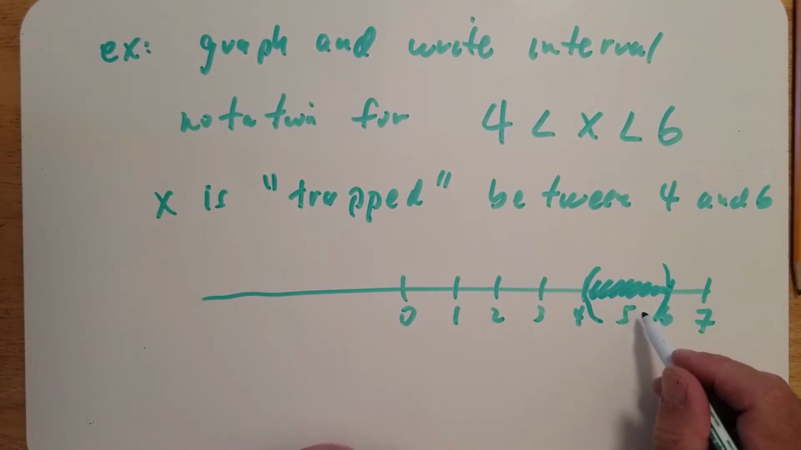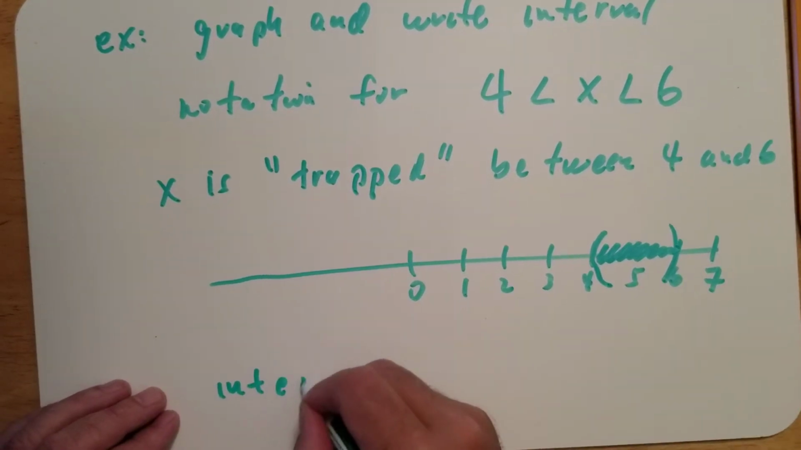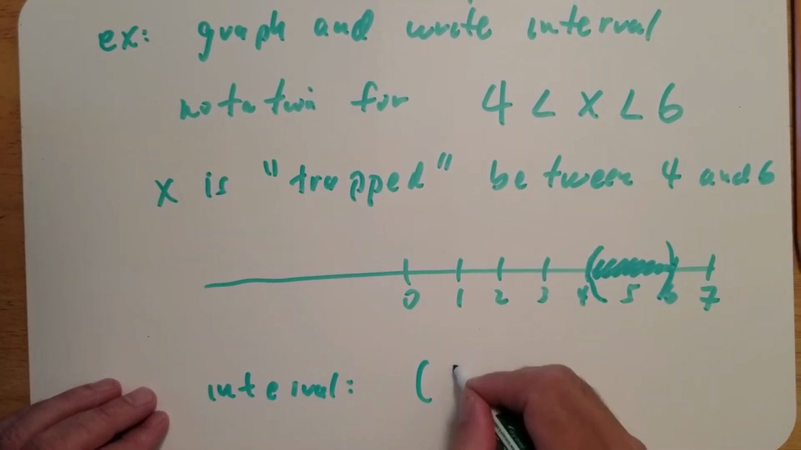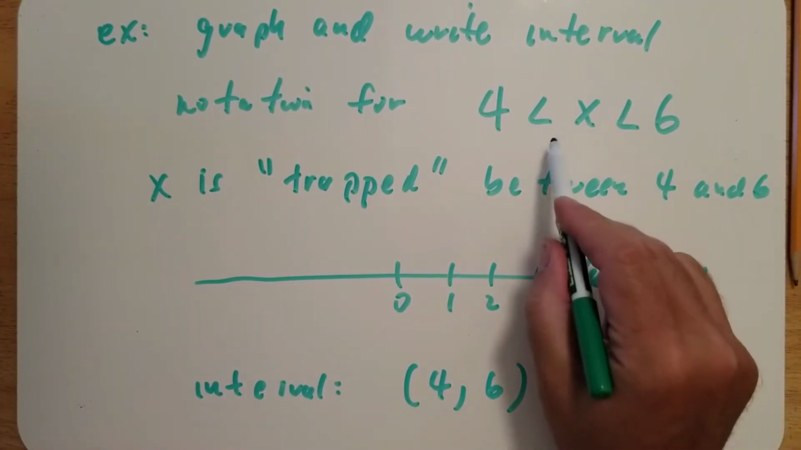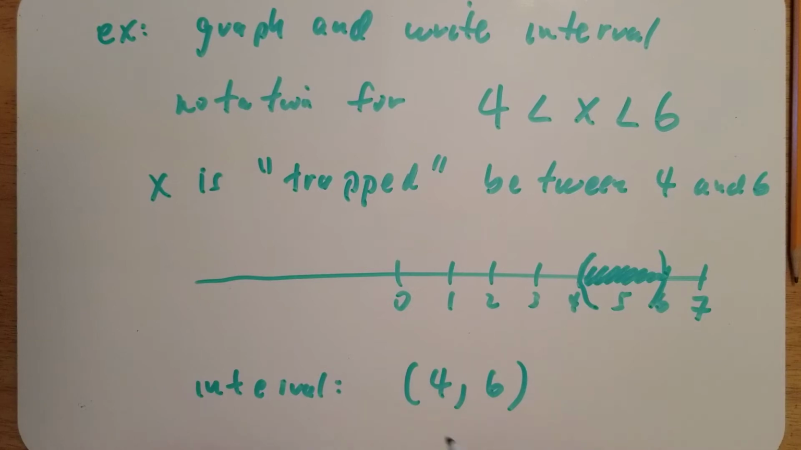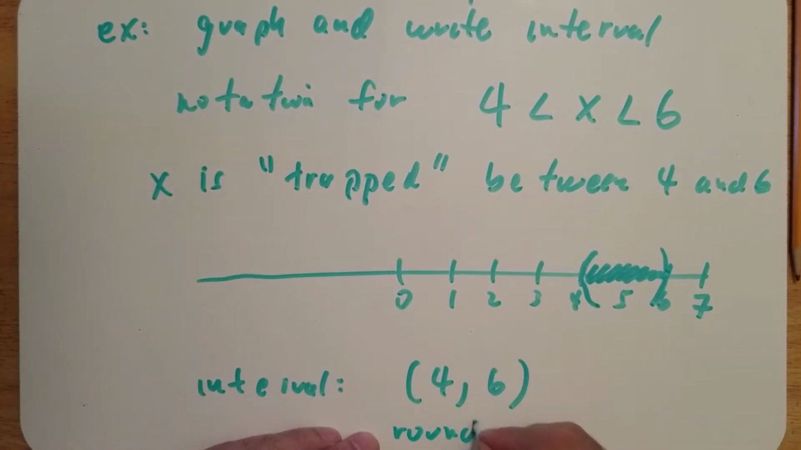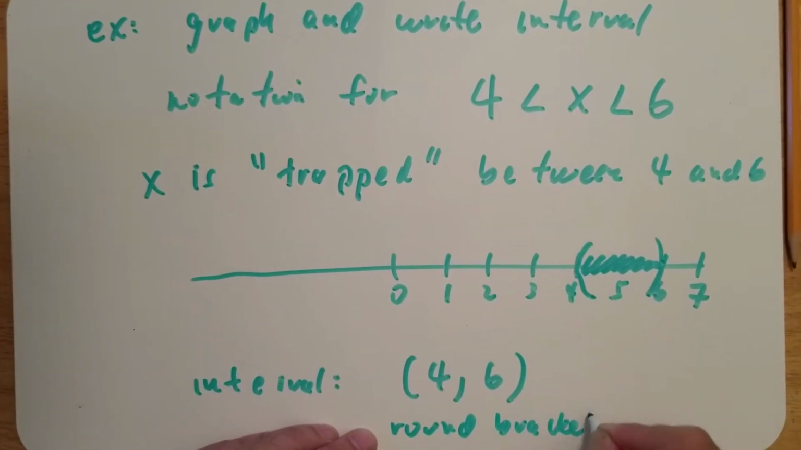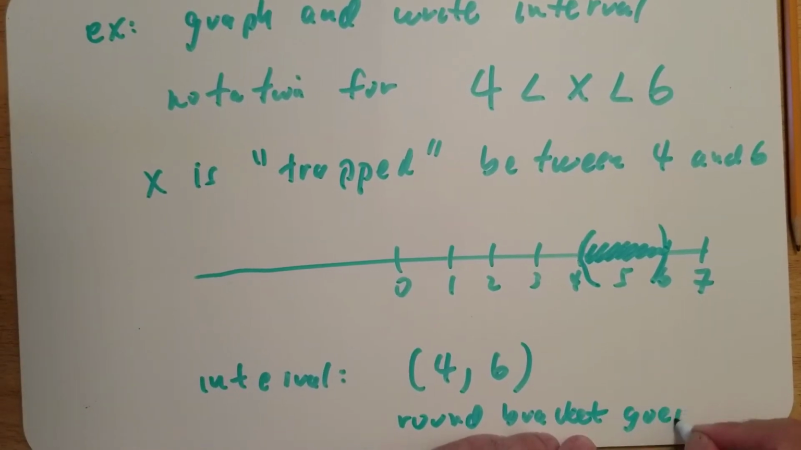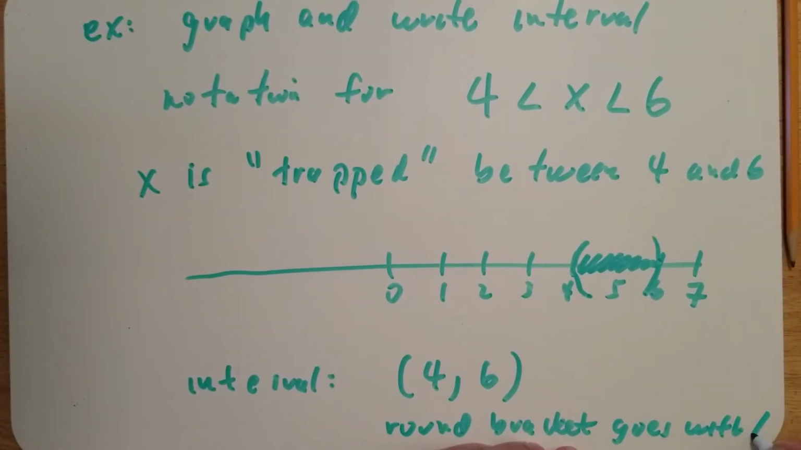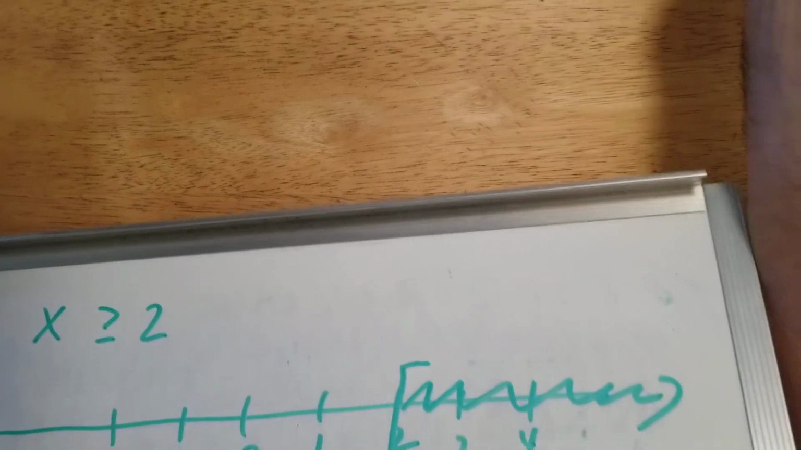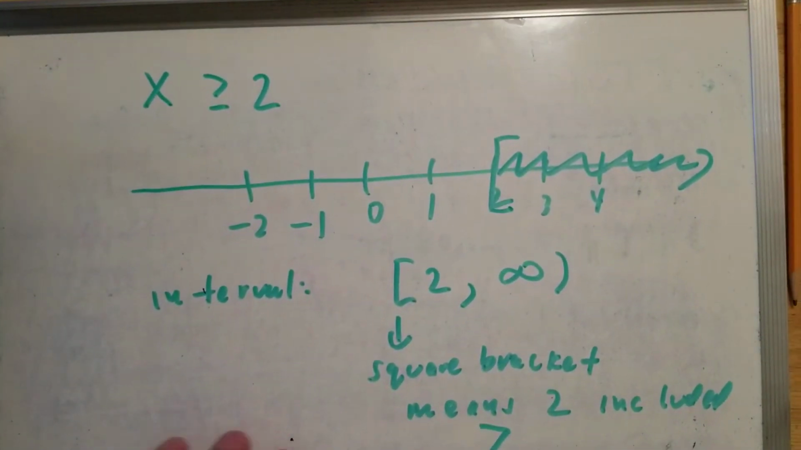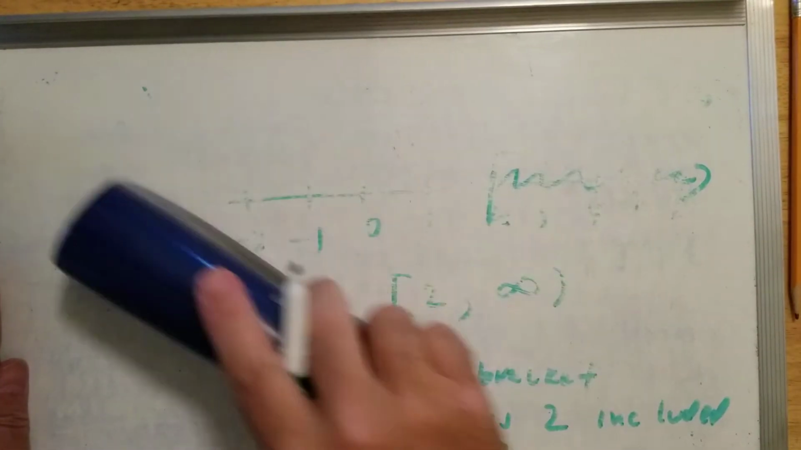If I wanted to write that as an interval, it looks like this. It starts at 4 and it ends at 6. And the round brackets are because it's not less than or equal, just less than. Round bracket goes with just the less than symbol. Now, of course, the compare and contrast essay would be an example such as this one.